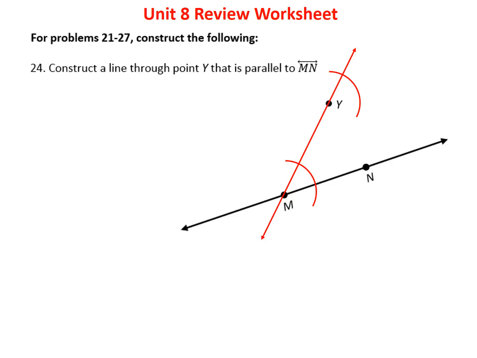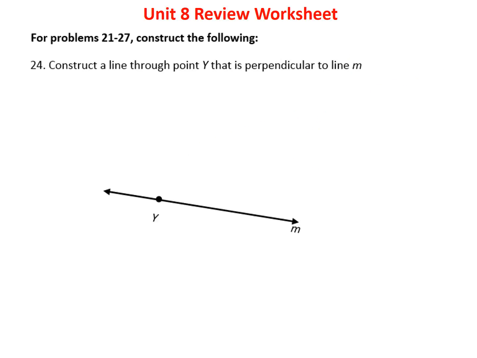Now I come up here and measure, this time from the top line, the length from where the arc intersects from there to there, and then come up and do it again on the top one. See, I'm trying to get the exact same angle. And now when I draw a line from Y through the intersection, what I have is a parallel line. And that is the construction of a parallel line.